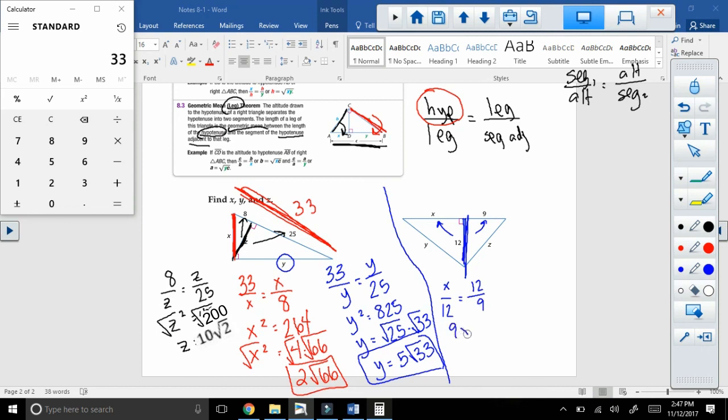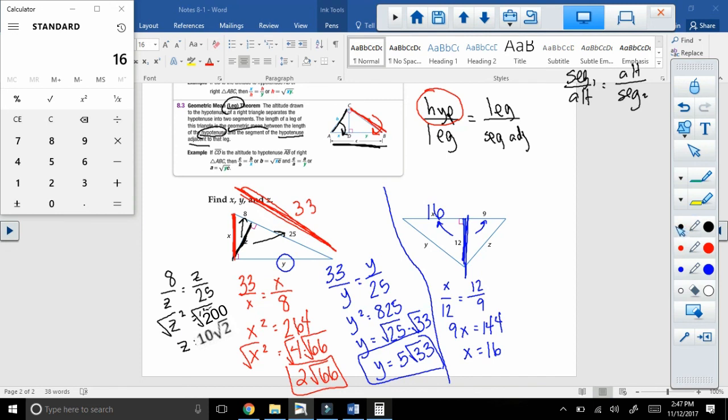When I cross multiply, 9x equals 144, and then you can just take 144 divided by 9 and you get 16. So I would go ahead and fill that in, that x equals 16, because it is going to be necessary that you have that if you want to keep using the geometric mean.